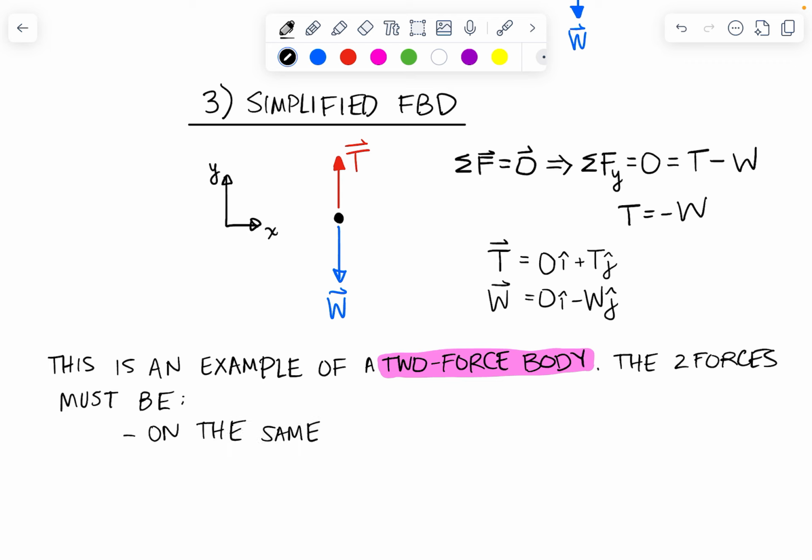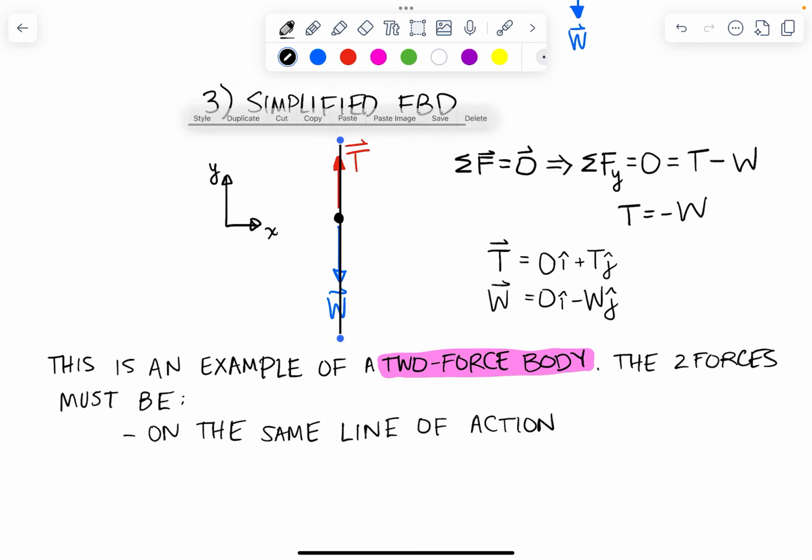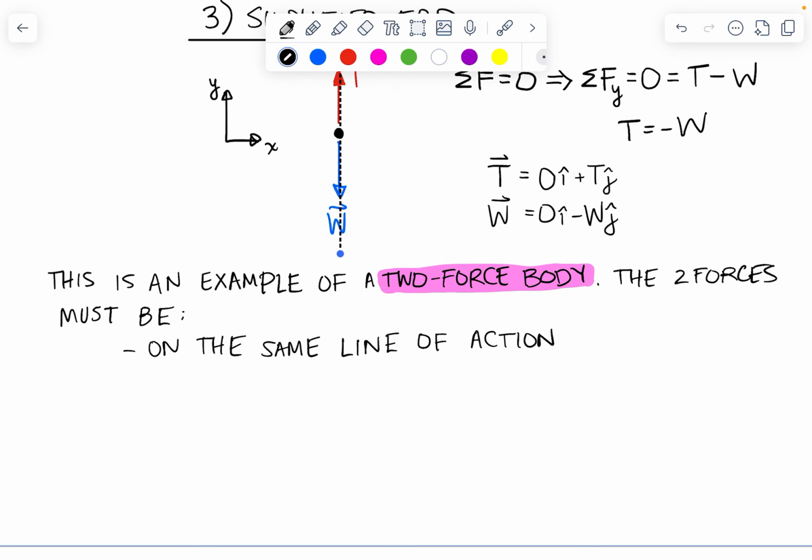So remember, line of action is the direction, not exactly the direction, but it's the line that goes through our vector. So in this example, our line of action is this vertical line running up and down. And both of our vectors, T and W, are on that same line.